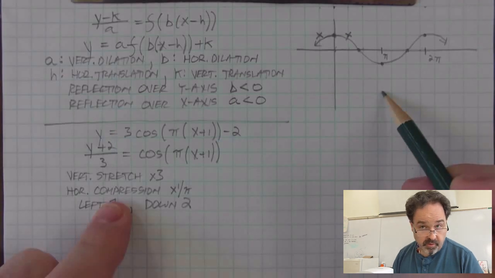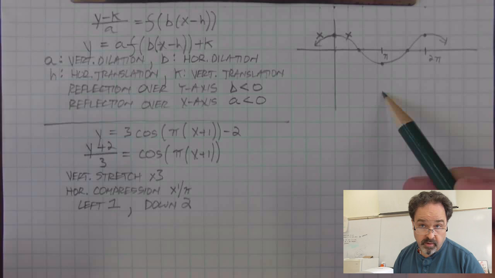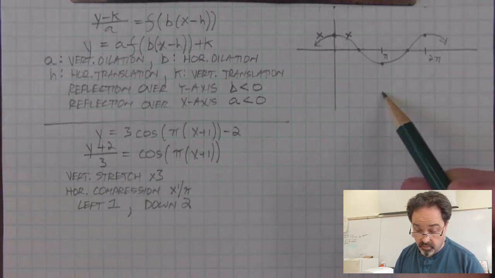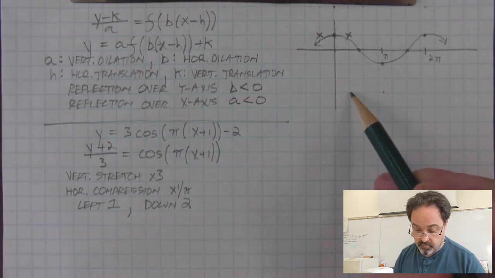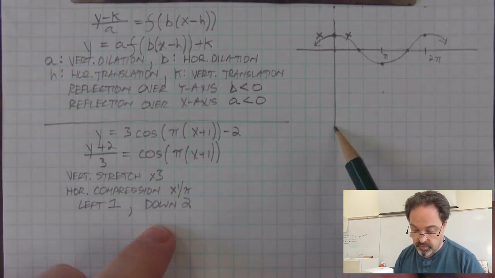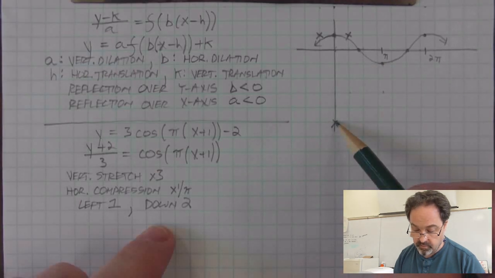Horizontal compression factor pi means I'm going to multiply the horizontal distance of pi by 1 over pi, which is pi over pi, and that's 1. So the horizontal distance gets shrunk to 1. Then left 1 and down 2. Left 1, down 2. This point got transformed to be here.